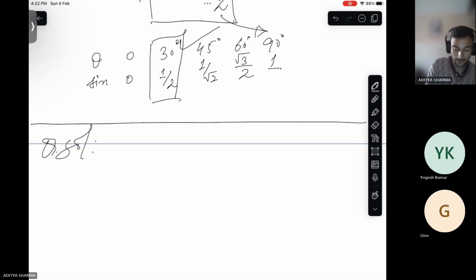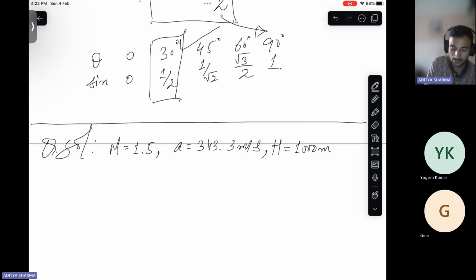Okay. So Mach is given as 1.5. Then we have a, the speed of sound, as 343.3 meters per second. And h is given, equal to 1000 meters.